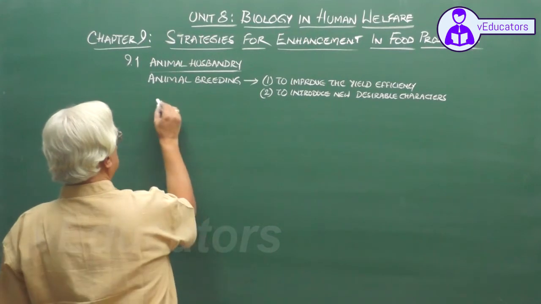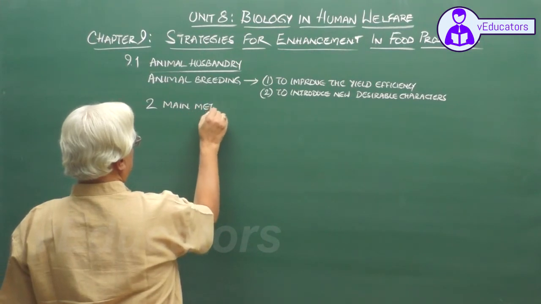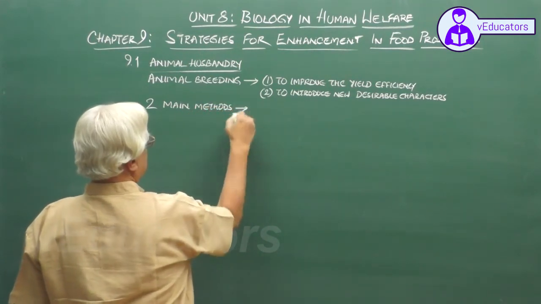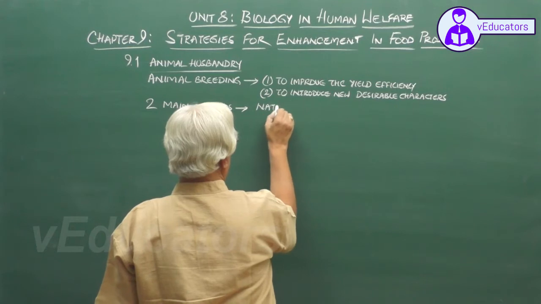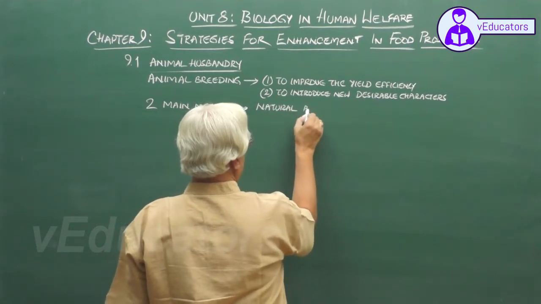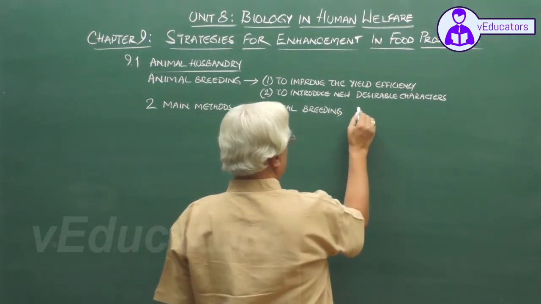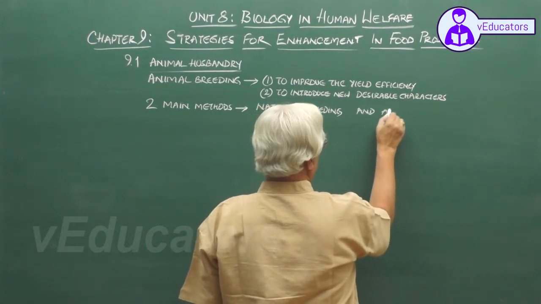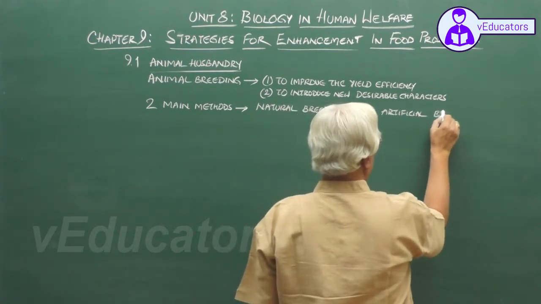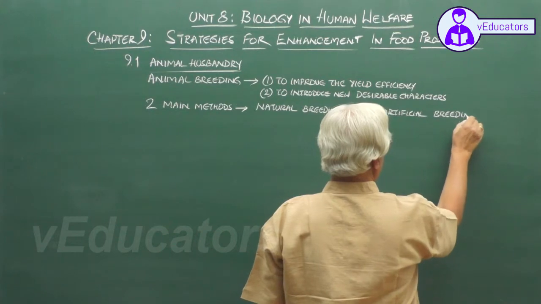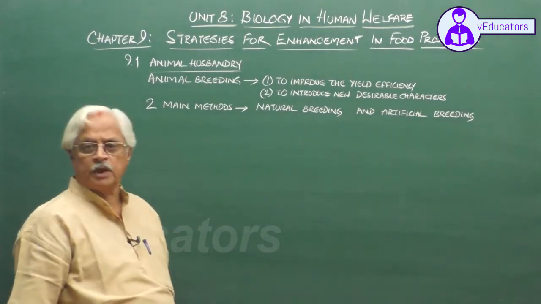As we discussed earlier, there are two main methods: natural breeding techniques and artificial breeding techniques. Natural breeding techniques and artificial breeding techniques.